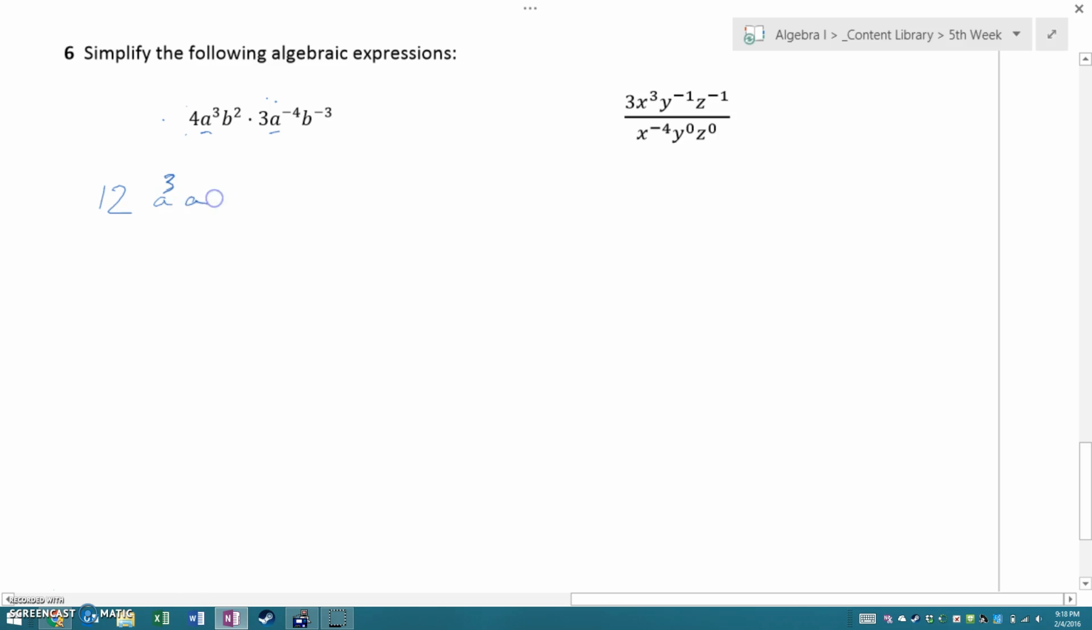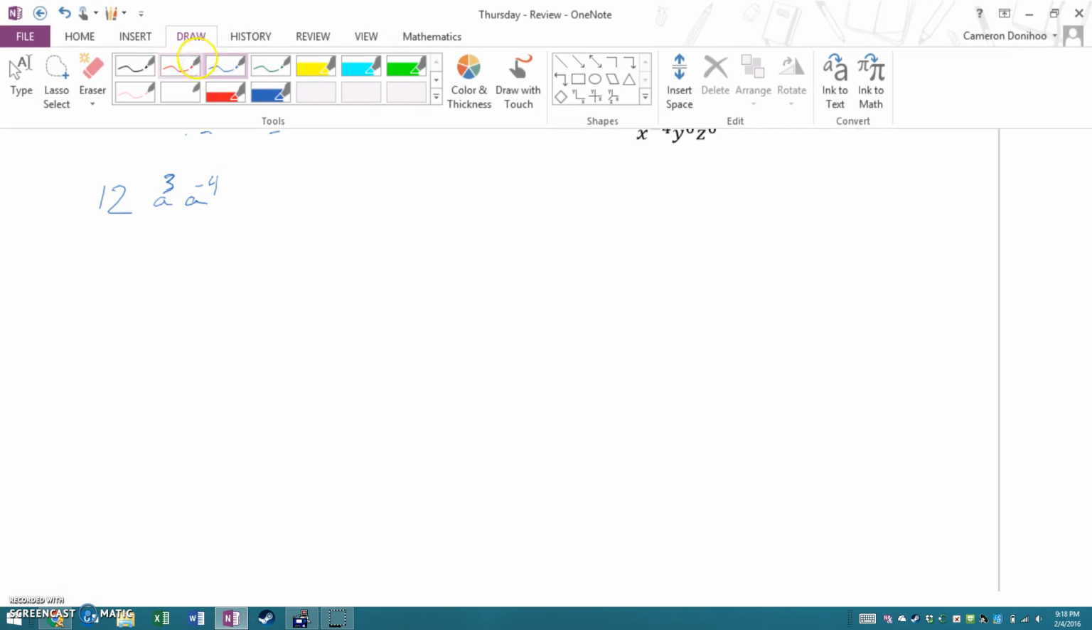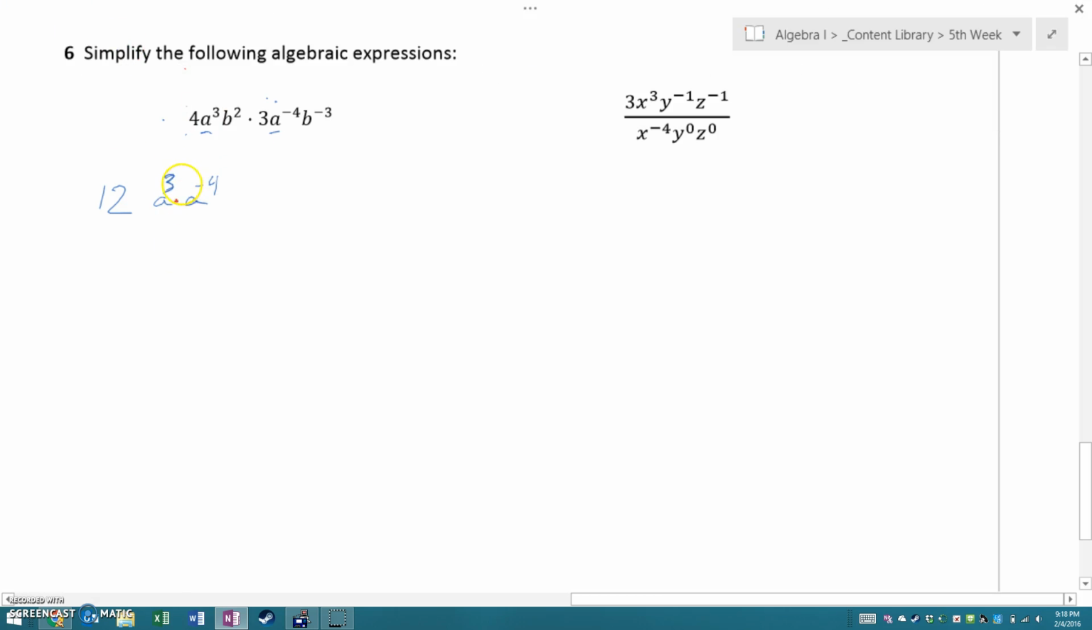Next, I'm going to take my a's and I'm going to multiply those together. So a to the third and a to the negative fourth. Because I'm multiplying these two things together, I'm going to be adding up the exponents. So 3 and negative 4 is a with a negative 1. Same thing for the b's. So b squared, b to the negative 3. I'm going to be just adding up those exponents to get b with a negative 1.